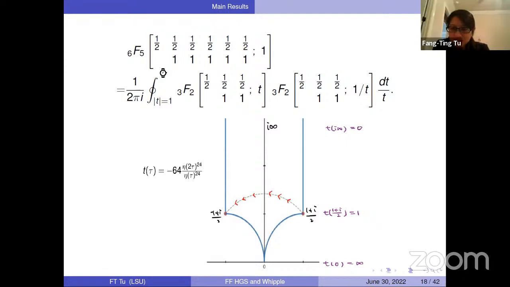Can you explain? It is a closed loop. From cusp to cusp, it's a closed loop. Yes, it's a closed loop.